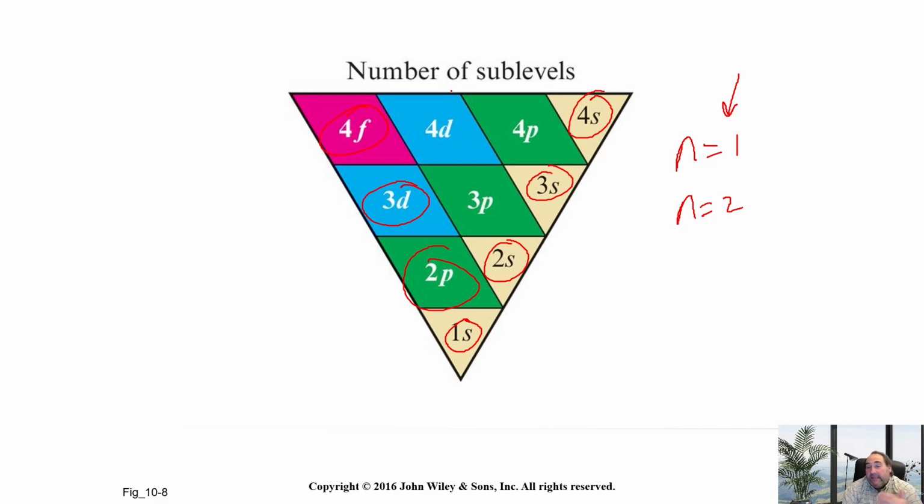If you go to the second floor, or the n equals 2 level, there happen to be two rooms you could choose from, an s room and a p room. In the s room, you could hold two people. In the p room, there are three bedrooms, and you could hold six total people. And if you go to the third floor, or the n equals 3 level, there are three rooms to choose from. And again, each of these rooms has space for a certain amount of electrons.